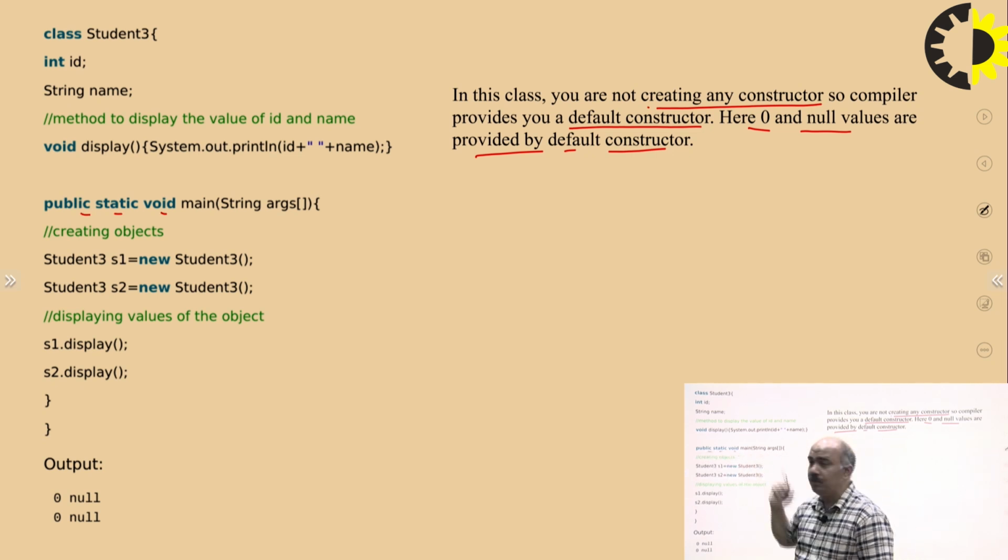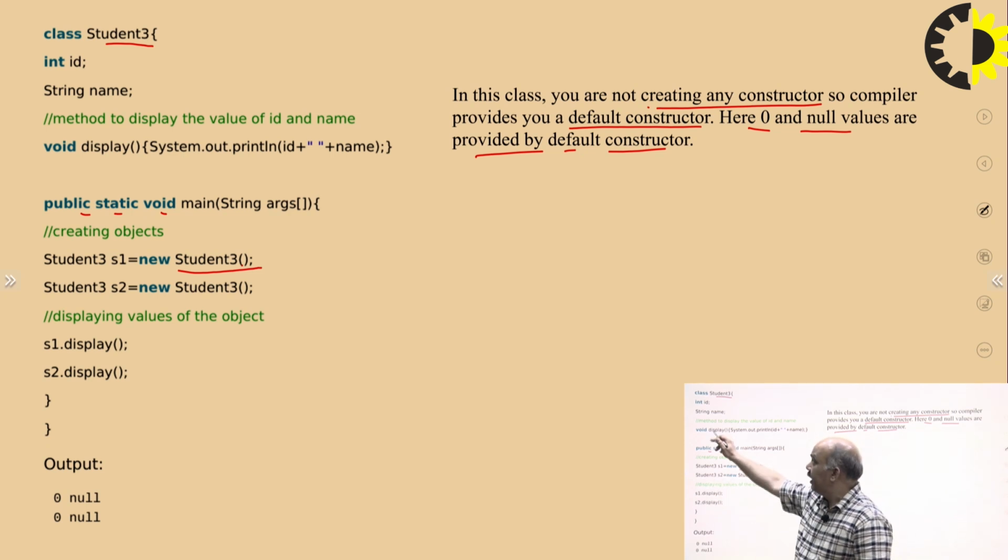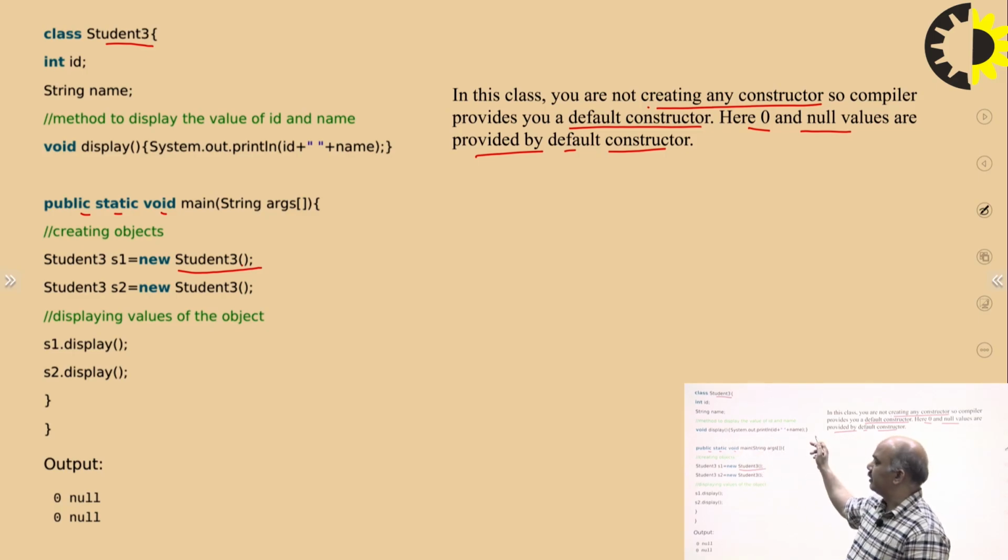Now we create objects. So Student3 s1 is equal to new Student3. Student3 is the class name, and this is where the constructor is invoked. So in this example two objects are being created, and with respect to the two objects the constructors are being called. Now we have to display the values of the objects. Let's say s1.display, then s2.display. It will call the display method, and display will print the values in this case.